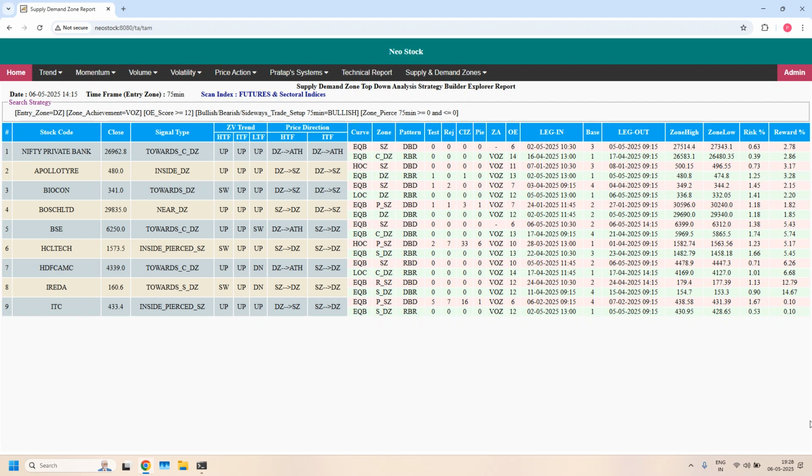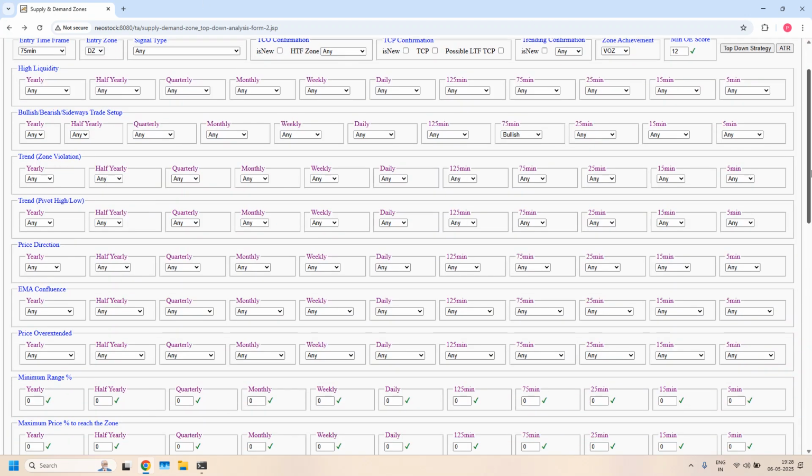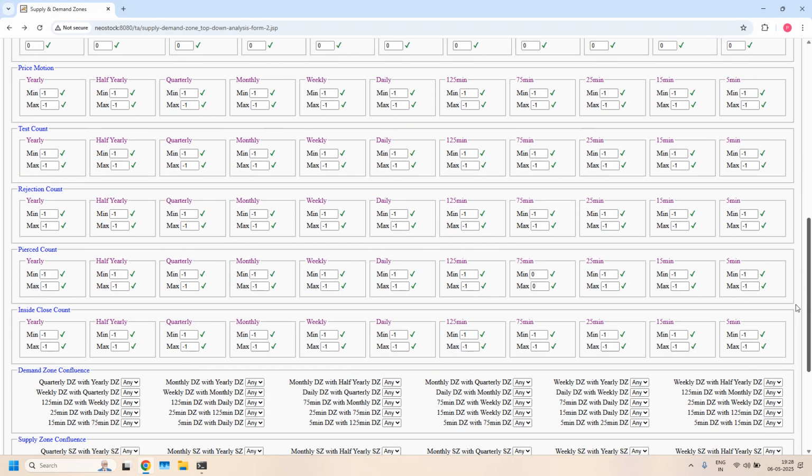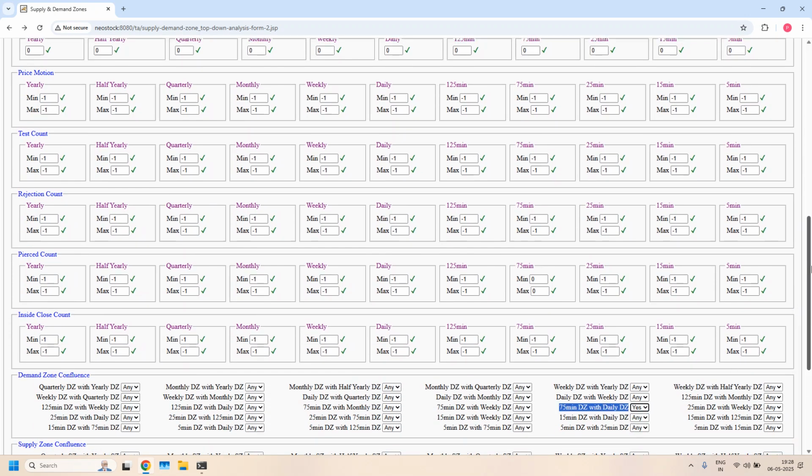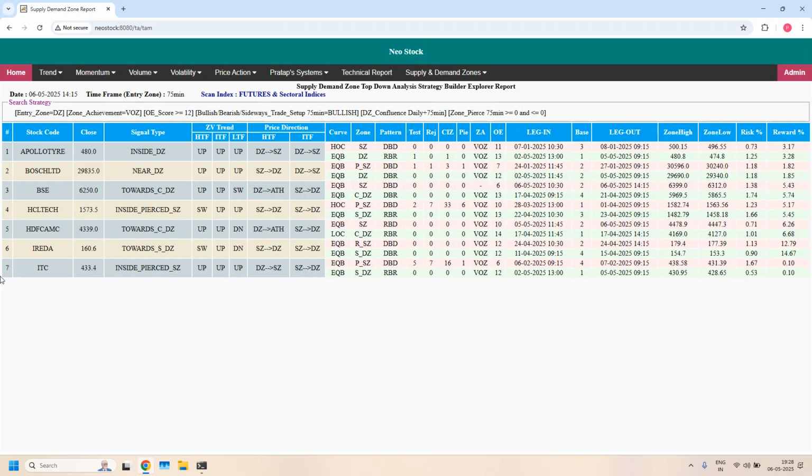Out of these, how many have a higher probability of success? That we will filter based on zone confluence. First filter, LTF and ITF demand zone confluence. That is 75 minutes and daily demand zone confluence. With this filter, out of 7, we got all 7. In all the stocks, these 75 minutes demand zones are overlapped with the daily demand zone. And the daily trend is up in all the stocks.